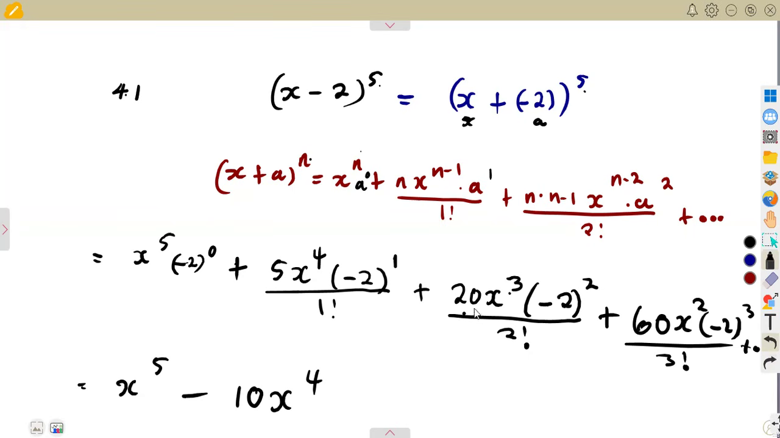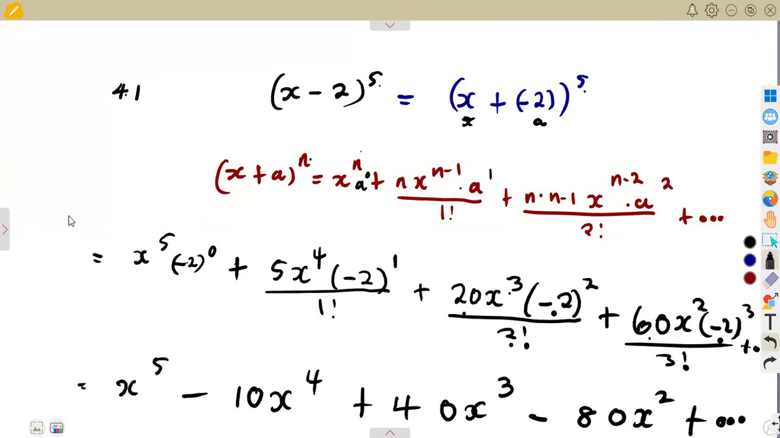Simplify also my 20 times this over 2 factorial. You are going to obtain 40x to the exponent of 3. 60 times minus 2 to the power of 3 divided by 3 factorial. You are going to obtain minus 80x to the power of 2, and so on. So this is what you're supposed to obtain at the end. So that was a little bit direct question.